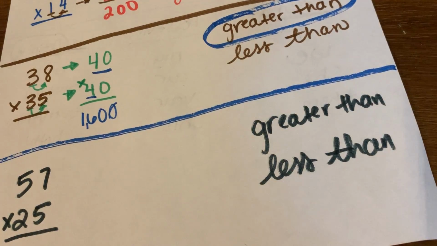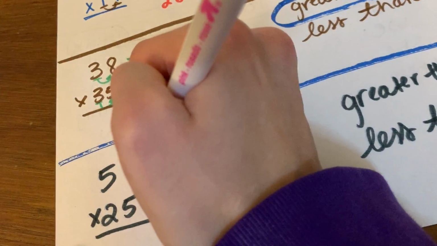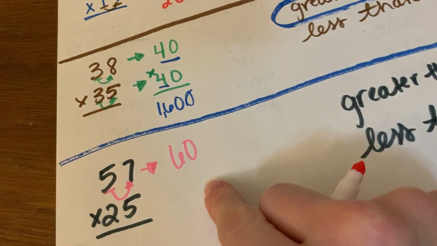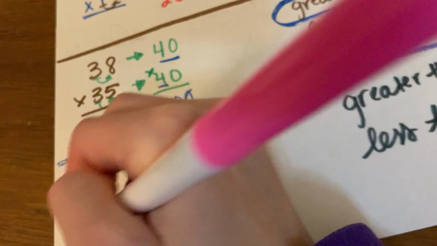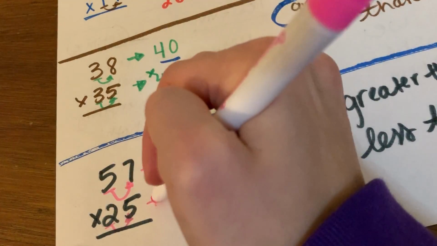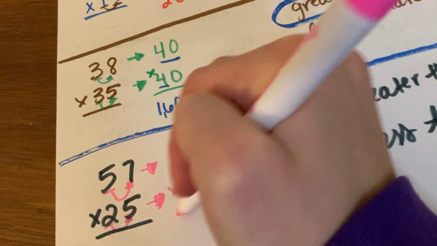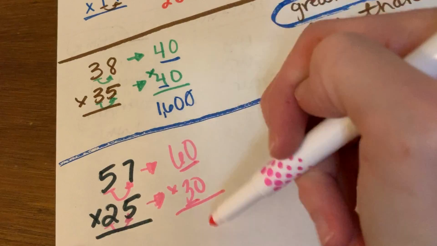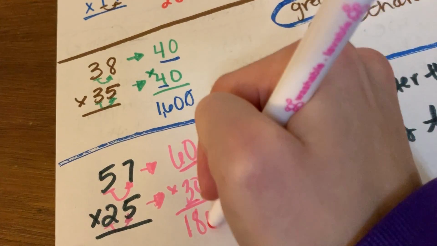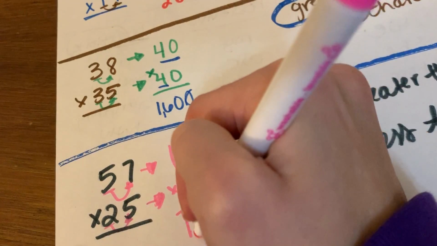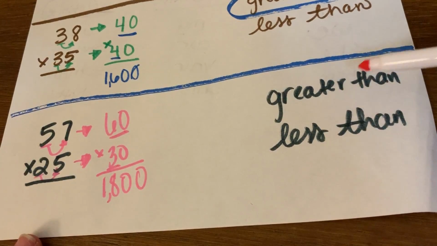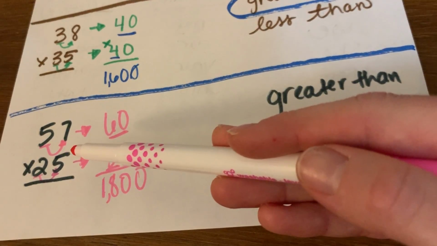All right, so what you're going to do is round to the highest place value. That 7 is going to tell that 5 to round to 60. This 5 is going to tell this 2 to round to 30. Then we're going to look at 60 times 3 first. 6 times 3 is 18, tacking on a 0, and there's still another 0 hanging out here, 1,800.